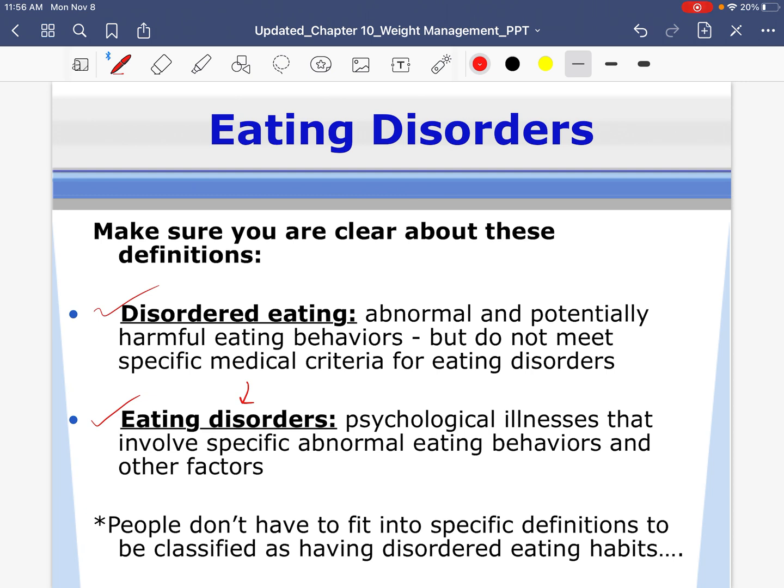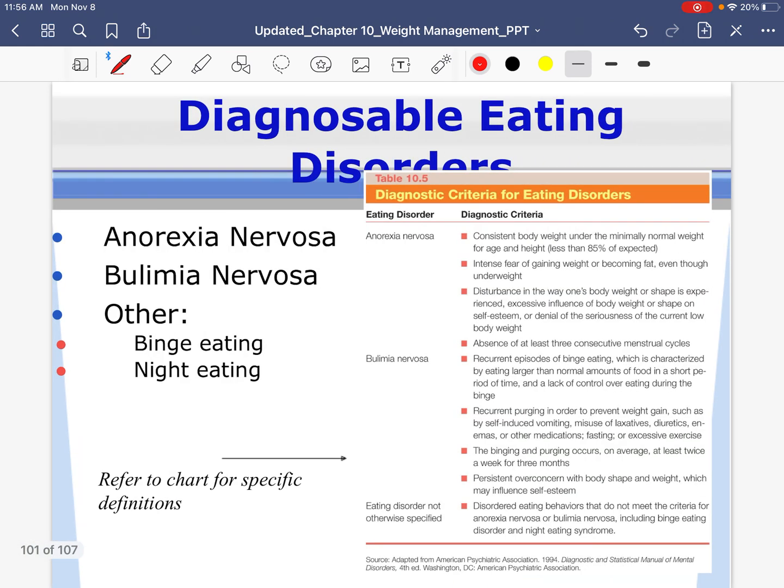But I do want to point out this bottom here, even though these are specific definitions, quote unquote, people don't have to fit into a specific definition to have some sort of disordered eating. And this is a topic that's kind of taboo. Once we start to talk about these specific things, it kind of scares people away. So there it is, the Diagnostic and Statistical Manual of Mental Disorders.